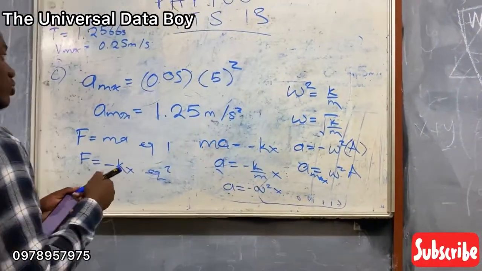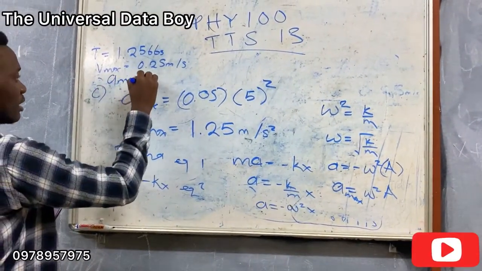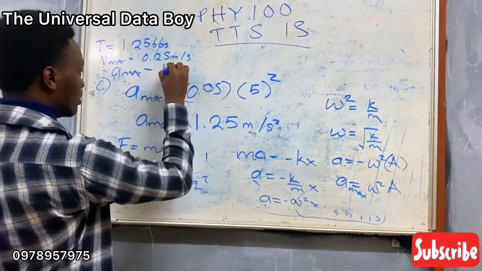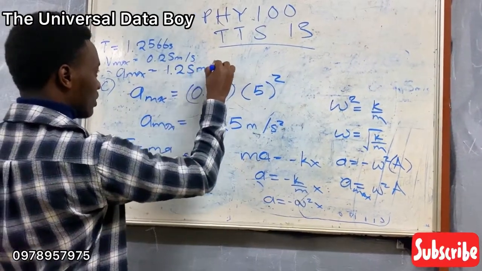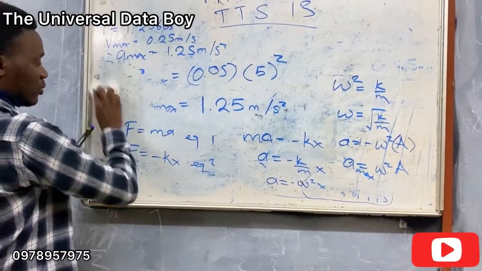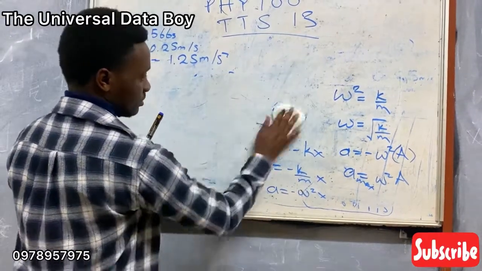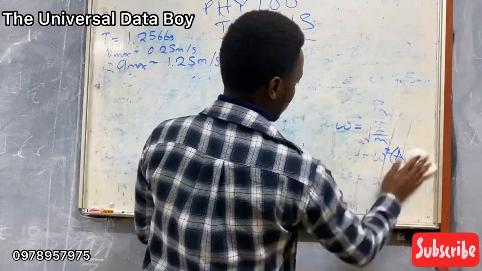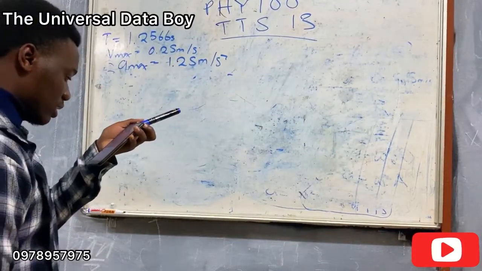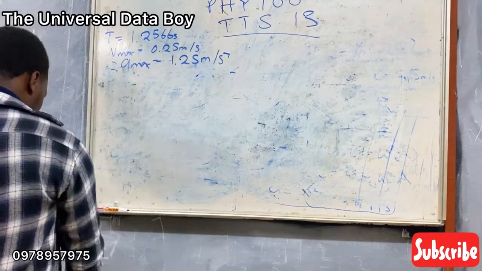Which when you substitute will still give us the same answer, then we're going to get our A max being equal to 1.25 meters per second squared. So that's that one, that's our C. So we finished our C. We're going to go now to D. Express the position, velocity and acceleration as functions of time in SI units.